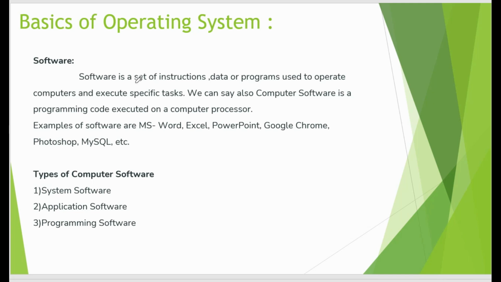Software is the set of instructions, data, and programs used to operate computers and execute specific tasks. We can also say that software is the programming code executed on the computer. So basically, software is a set of instructions that we give to the computer, and according to that our computer works. Examples of software are MS Word, MS Excel, PowerPoint, Google Chrome, Photoshop, MySQL, etc.